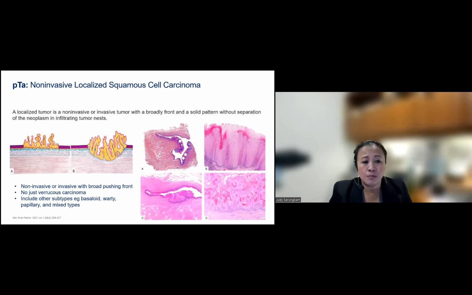A pTa tumor has a more exophytic growth pattern and is bulkier and visible clinically. It can be non-invasive and growing above the level of the basal layer, or it also includes invasive tumors with a broad pushing front. These have to have a very smooth outline. There should not be infiltrative edges in these lesions. They don't include just verrucous carcinoma, but also other subtypes, for example, basaloid, warty, papillary, and mixed subtypes, but all with a pushing front. Here are some representations of the pTa tumors.